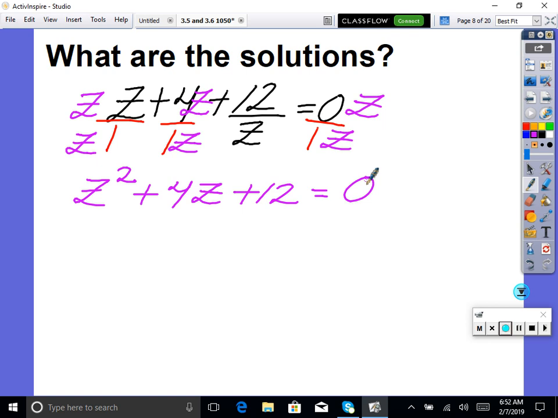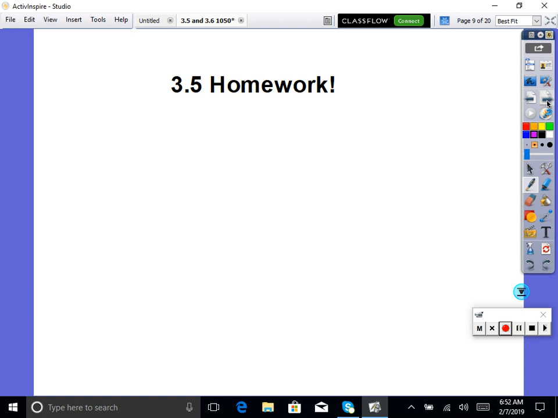What's the only thing z can't be, though? Ooh, I didn't even say that. Good point. What is the one solution that we cannot get on this? 0. Good, because that would be an extraneous solution since that would make the denominator 0. Good point. So that would be a solution we would need to throw out, everybody, if you were to get it. That's the end of the lesson for today.